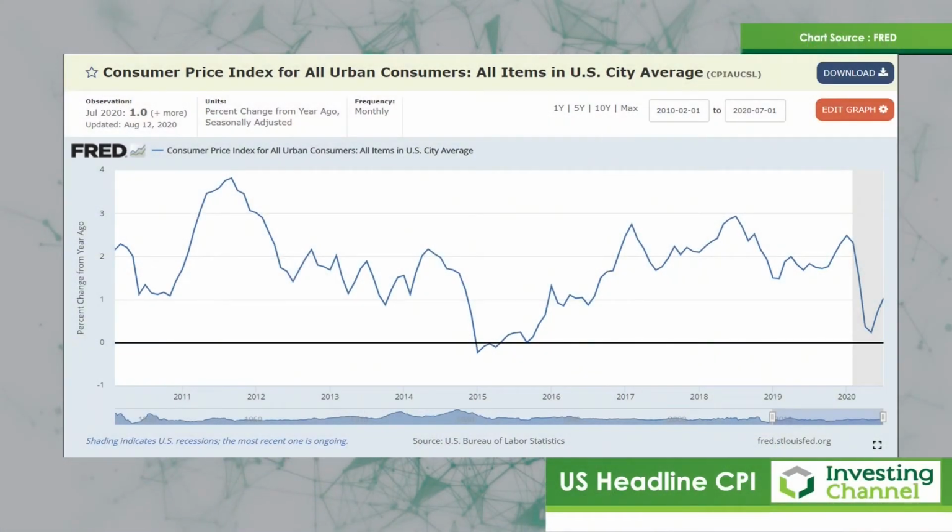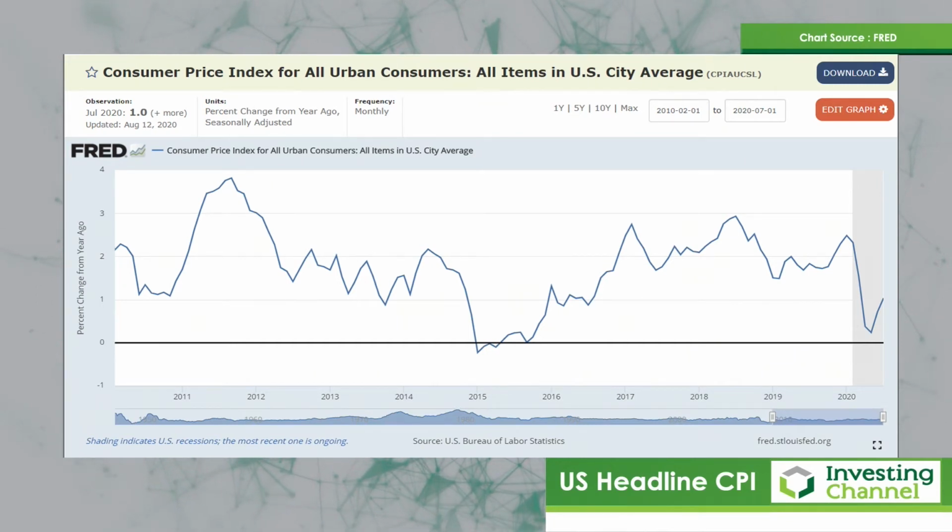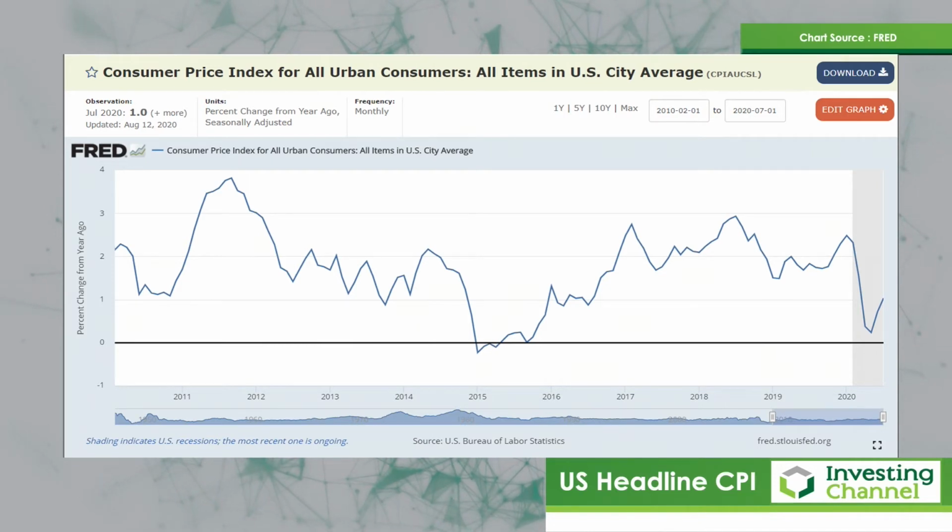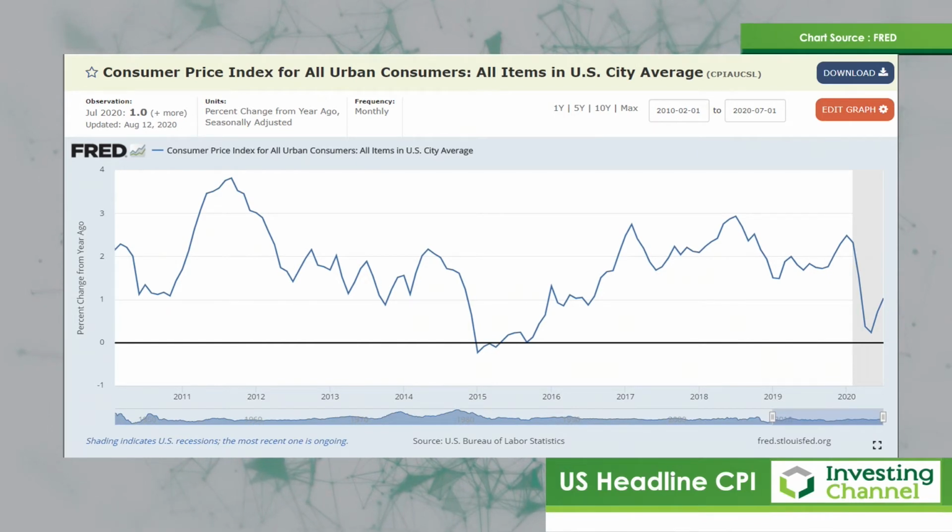So I have four charts this week. The first one is US headline CPI. As one can see, it's basically a case that inflation has been around target, other than in the last couple of months, for much of the past couple of years.